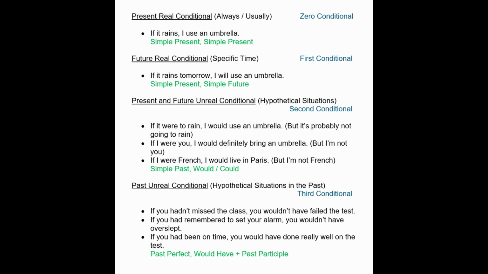Now, what about hypothetical situations in the past? Okay, for situations that are not true in the past, we use the past unreal conditional, okay? So you remember a couple years ago, everybody remembers we had COVID, right, back in 2020. So if we hadn't experienced COVID, I would have traveled a lot in 2020, right? I didn't travel in 2020.